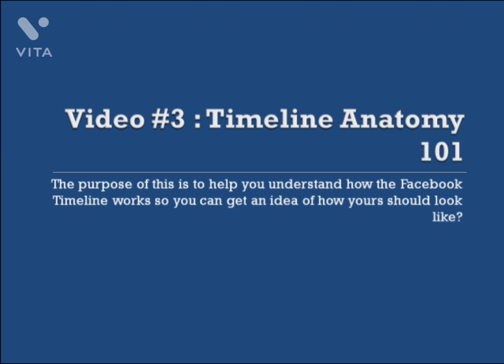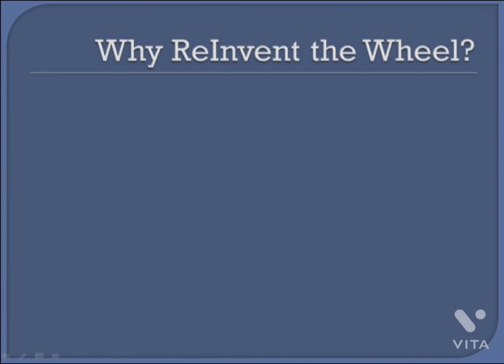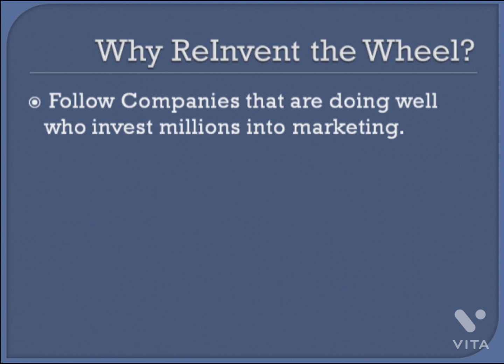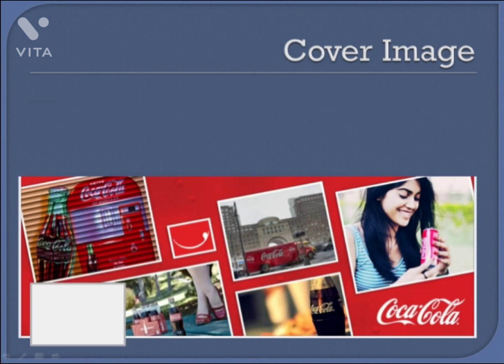Hey, and welcome to video number 3. We're going to be talking about the Timeline Anatomy 101, just so you can understand how Facebook Timeline works, so you can get an idea of how yours should look as well. So we're not going to reinvent the wheel. We're going to follow companies that are doing well, who invest millions into marketing. As we go along, you're going to see a pattern in what successful companies are doing and how you can follow this pattern and implement it in your own Facebook timeline. So let's go ahead and get started.